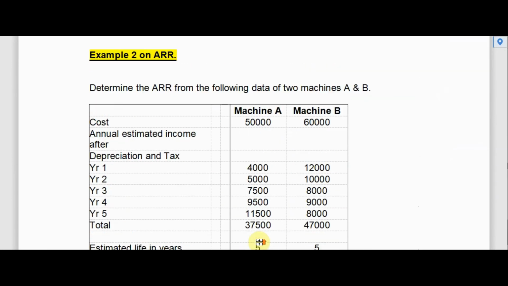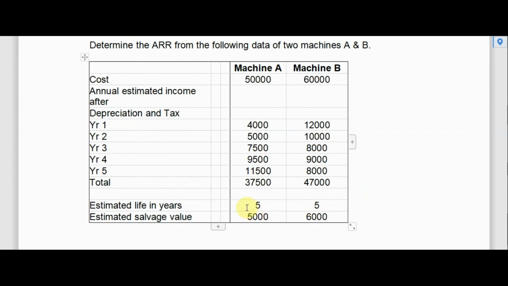Let's come to the second example. Determine the ARR from the following data of two machines A and B. The cost is 50,000 and 60,000. Annual estimated income after depreciation and tax for machine A: 4,000, 5,000, 7,500, 9,500, 11,500, total 37,500. For machine B: 12,000, 10,000, 8,000, 9,000 and again 8,000. Total is 47,000. Now estimated life is 5 years.